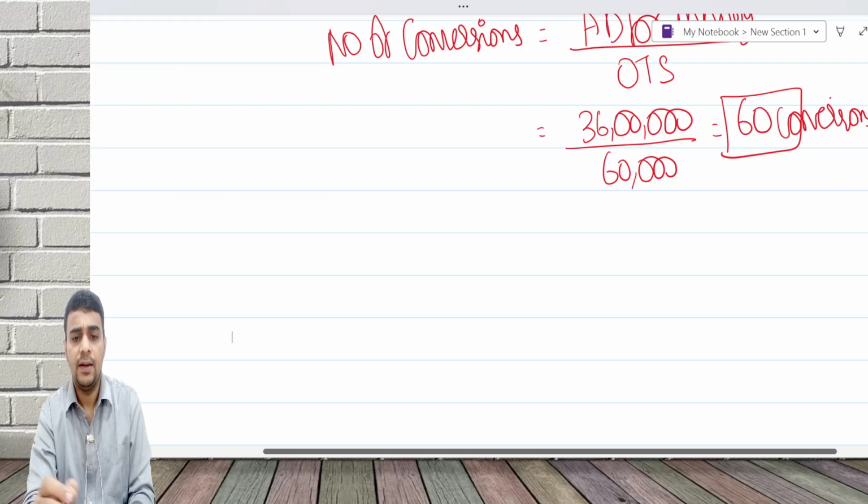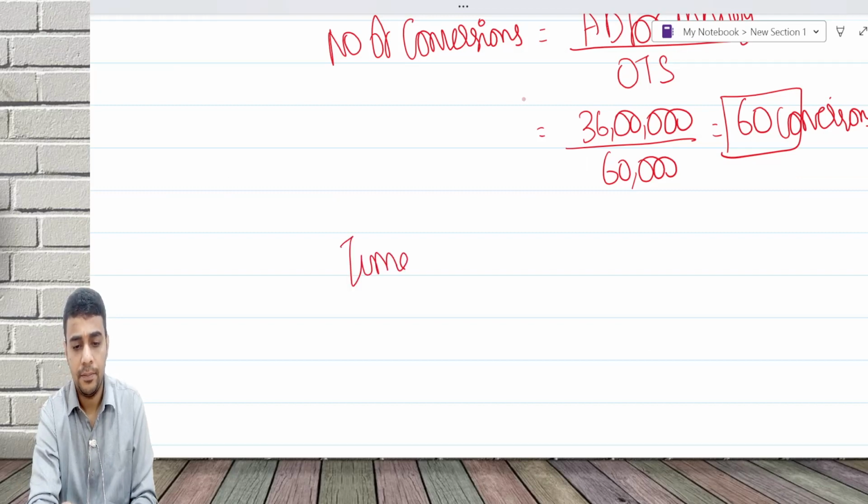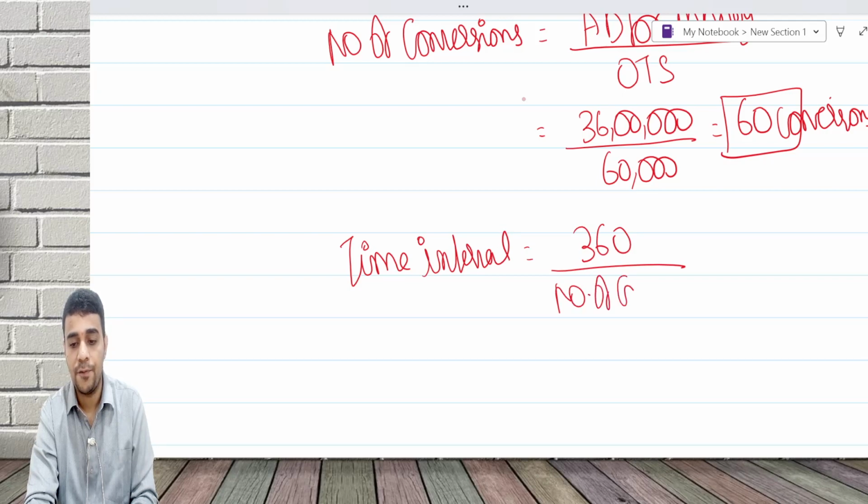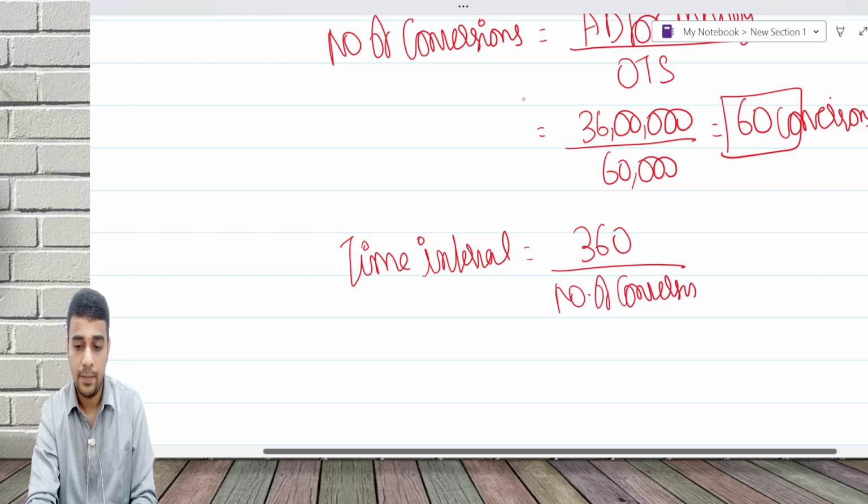Third is time interval. Time interval between two conversions. 360, like frequency of ordering, divided by number of conversions. 360 by number of conversions.